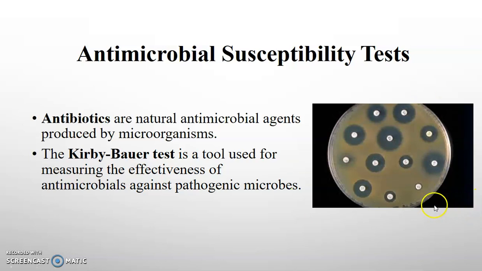Now, if we look at some of these, like this one down here, there's virtually no clear area. This bacteria, whatever it is, is literally growing right up on that antibiotic. That means that that antibiotic's not effective. Most likely, this species of bacteria is resistant to the effects of that antibiotic. So if someone was infected with this bacteria, you would never want to give them that antibiotic because they would not get better.